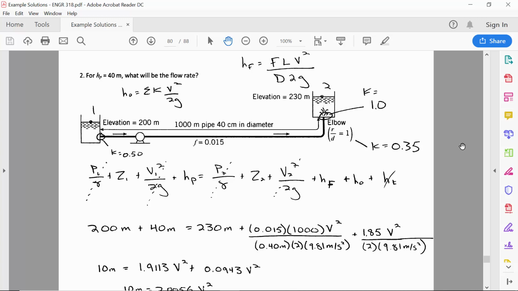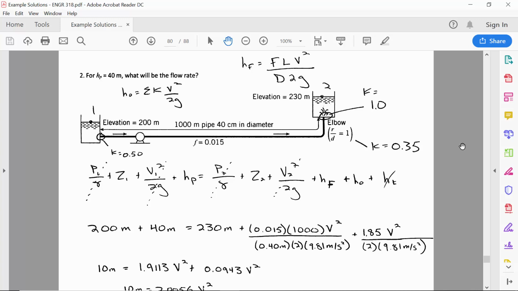30 meters to increase the potential energy, and 10 meters to overcome local losses and pipe friction. And so we've got both in this system. We've got the pipe friction, which is f L V squared divided by D 2g. That's the Darcy-Weisbach friction equation, which I know some of you have already seen before because it was included in your reports for the fluids lab.